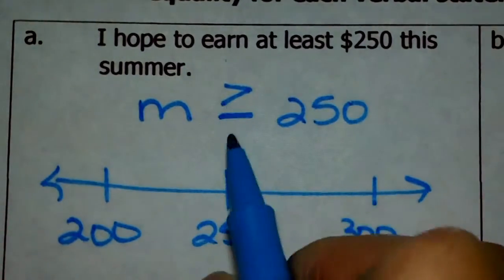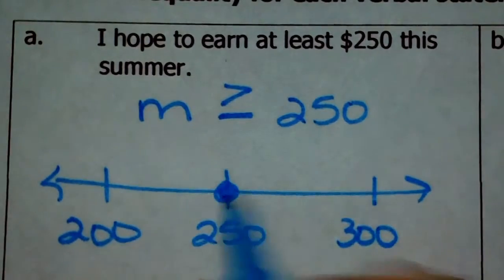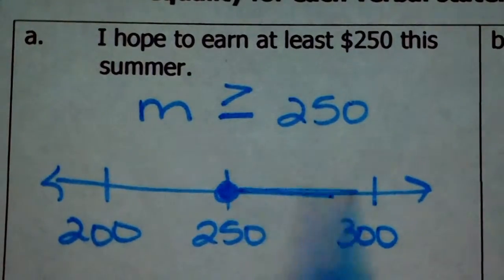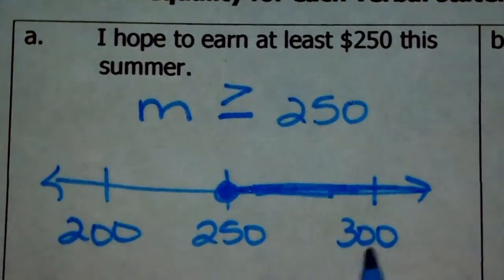So if m is greater than or equal to 250, that means a closed circle, and I need to shade to the right. And this should make sense, right? You'd be happy if you earned 300 if you wanted to make at least 250. So you can do kind of a double check at the end to make sure your answer makes sense.